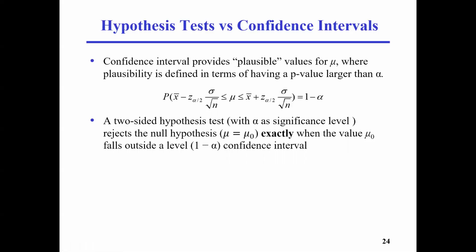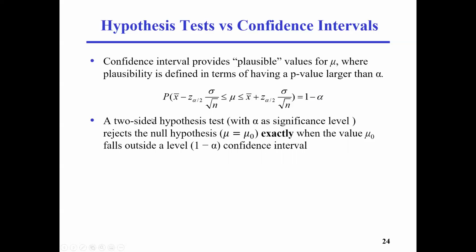For example, alpha equals 0.1. Then what we're trying to do here is to find an interval such that the probability of the true mean being within this interval is 90%, because alpha equals 0.1. Then the right side of this formula is 0.9, which is 90%. 90% is the confidence level here.